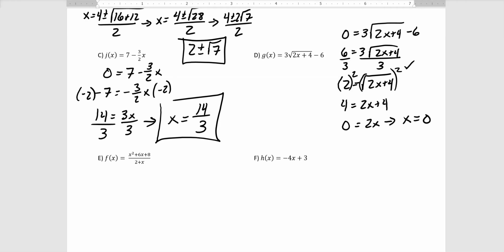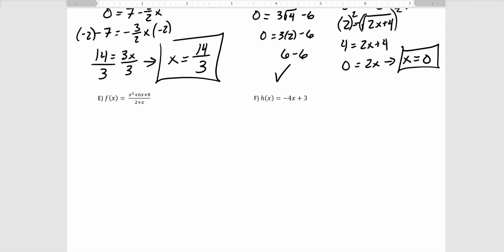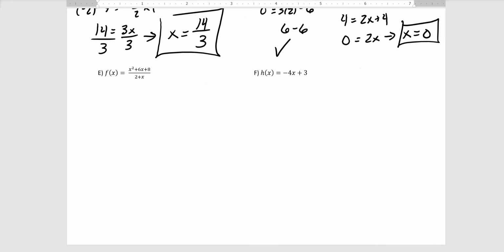If I plug in 0 here, this would go away. I would have 3 square root of 4 minus 6. Does that equal 0? Well, the square root of 4 is 2. So 3 times 2 minus 6. 6 minus 6 does indeed equal 0. We find that x equals 0. Very cool. All right, couple more.